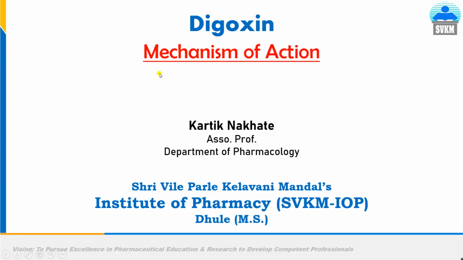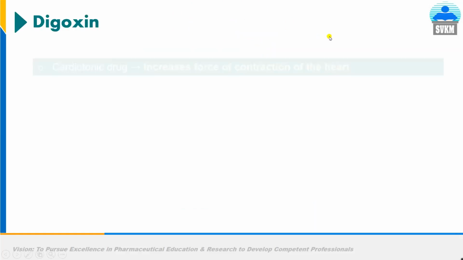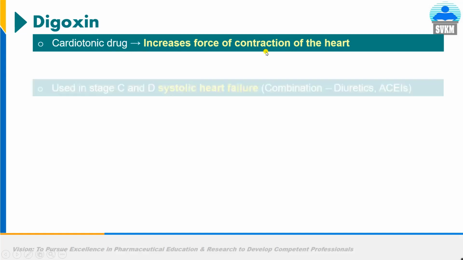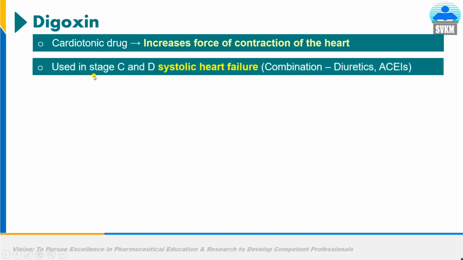Hello everyone. In this video lecture, we will be talking about the mechanism of action of the cardiotonic drug digoxin, which is the only cardiac glycoside available widely and used clinically now for the treatment of heart failure. Being a cardiotonic agent, digoxin increases the force of contraction of the heart and therefore it is used to treat stage C systolic heart failure, which is characterized by symptoms like fatigue, shortness of breath and edema.